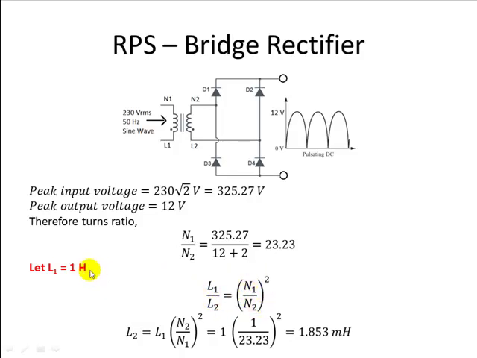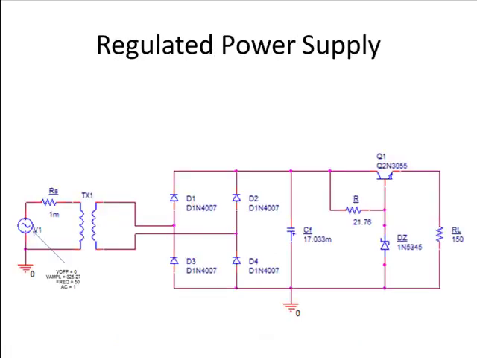square. I'll assume a nominal value for L1, the primary side inductance, that is 1 Henry, and I'll calculate the inductance that is required for the secondary. If I plug in all the values, I'll get L2 is equal to 1.853 millihenry, and putting all together, this is the final circuit diagram that I obtained. Let us try to build this circuit diagram in PSpice and let us simulate the same.